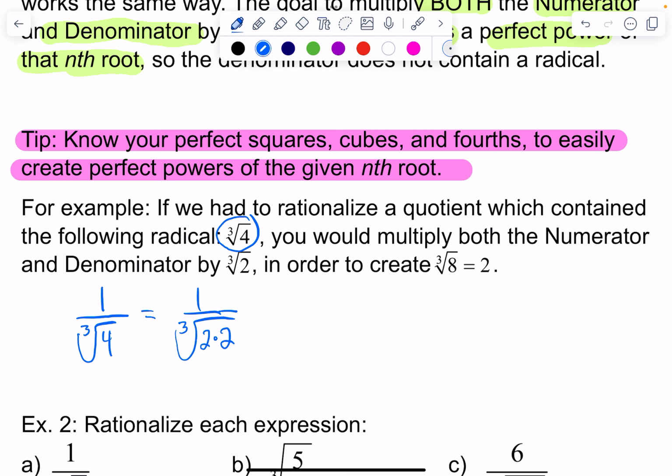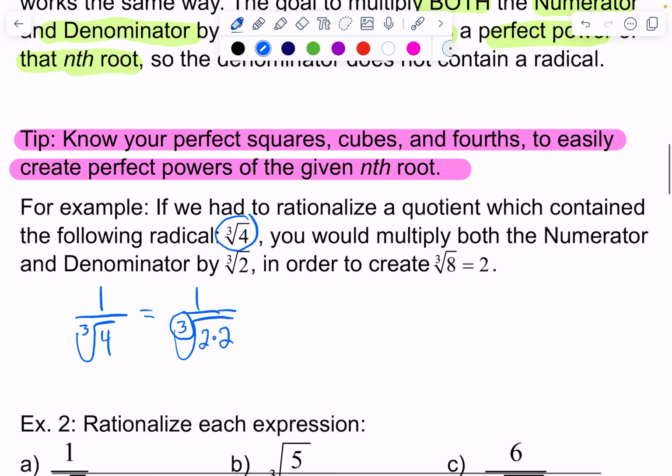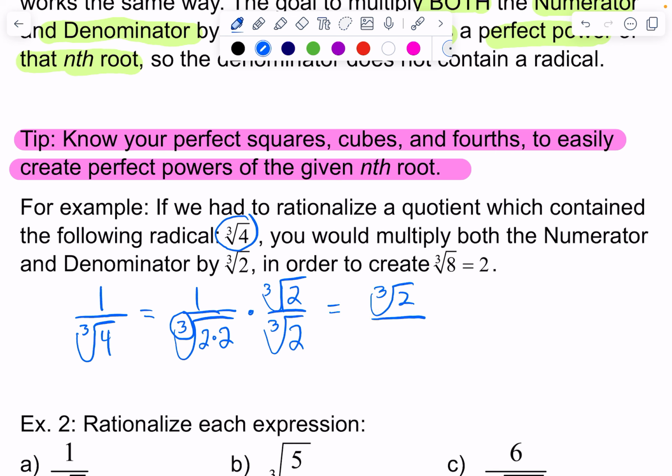The question is, how many more 2's do I need to pull a 2 out of a cube root? Well, I need one more cube root of 2. So therefore, I would just be multiplying the numerator and the denominator by a cube root of 2, giving me the cube root of 2 over the cube root of 8, which equals 2.